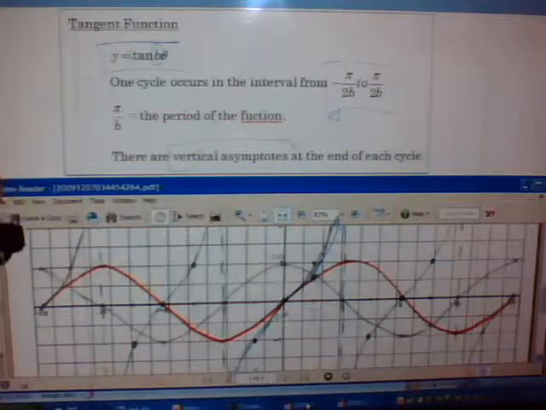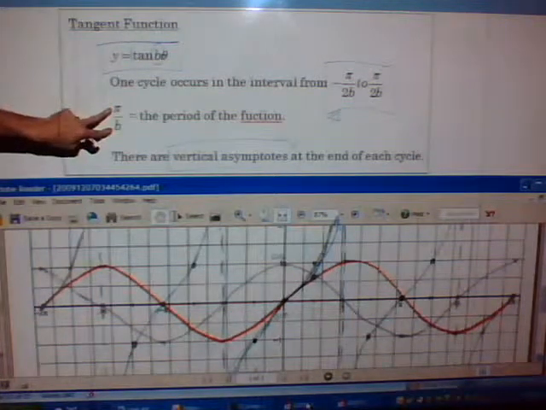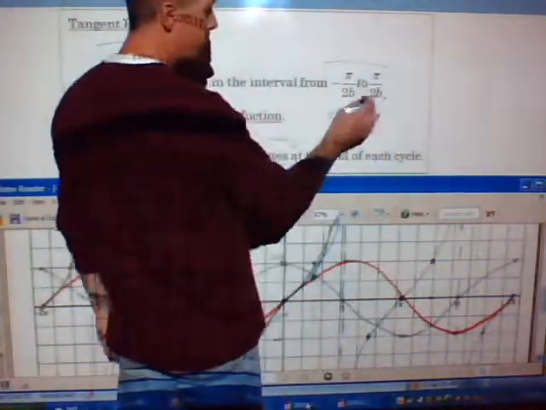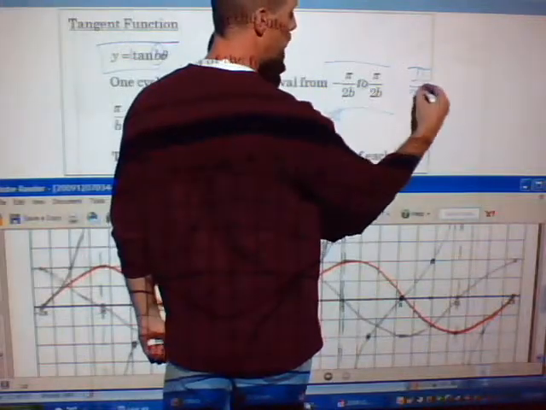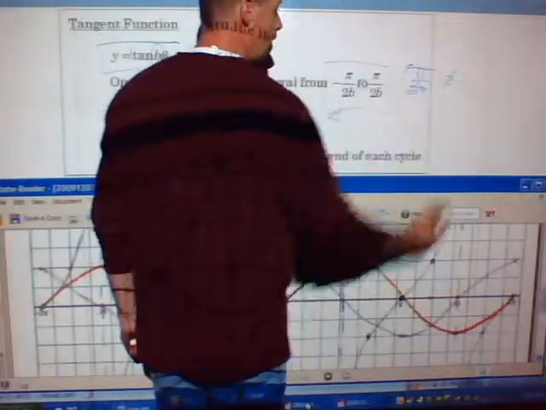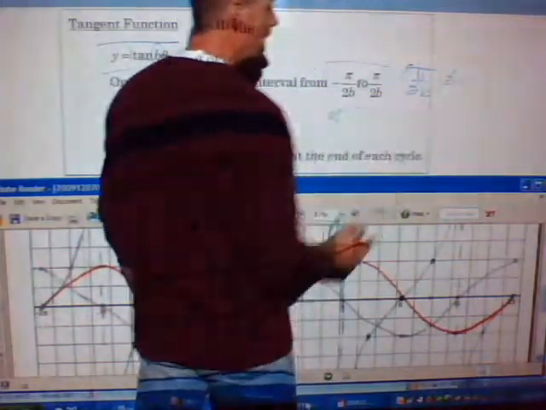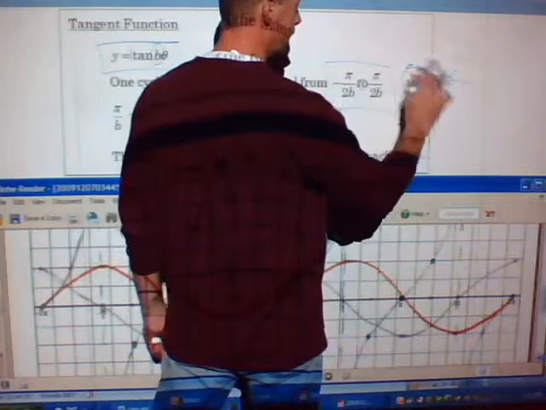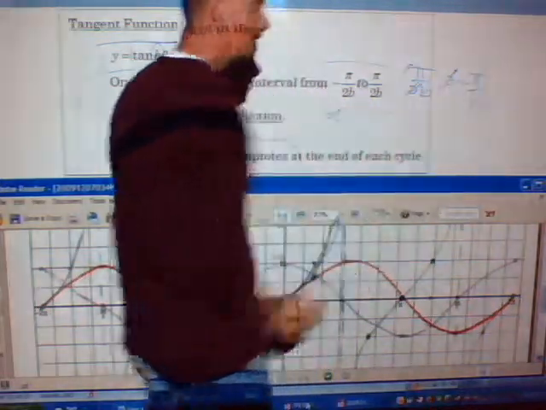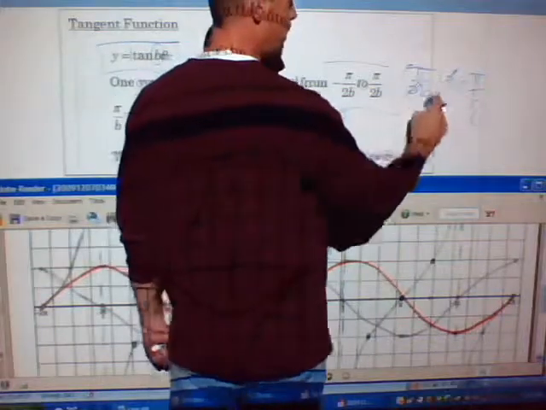Okay? And then your period will be defined by pi over b, because if you think of it, if you have 0 in between, this distance is doubled. Well, if you took pi over 2b and multiplied it by 2, the 2's would cancel, the pi's would cancel, and you'd be left with pi over b. Pi over 2b times 2, the 2's cancel, you're left with pi over b.